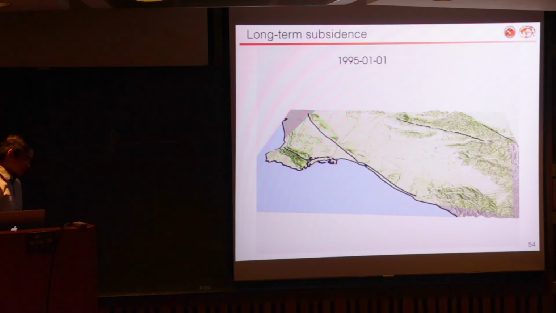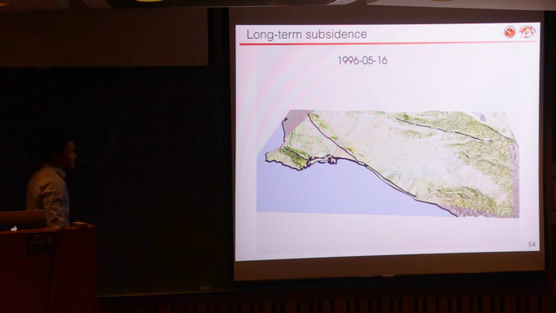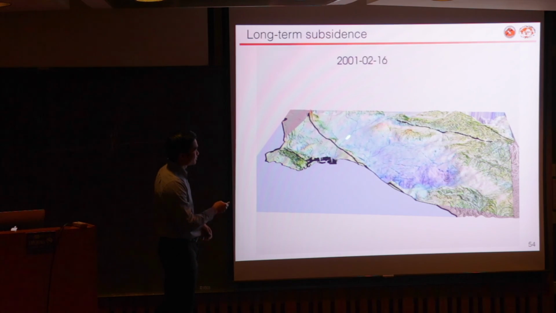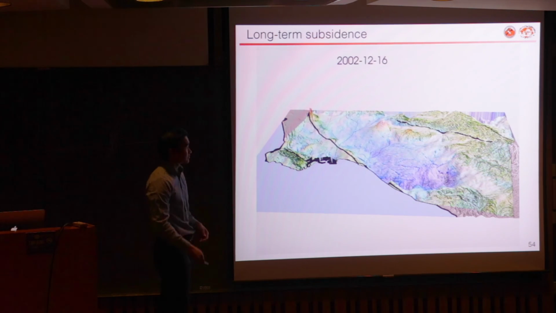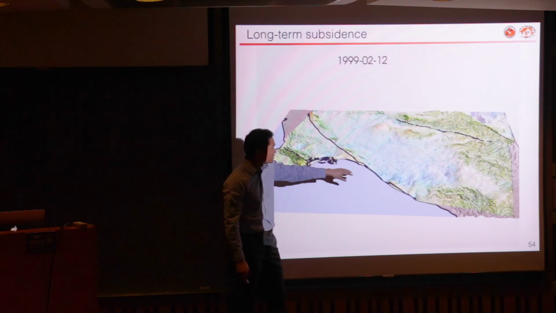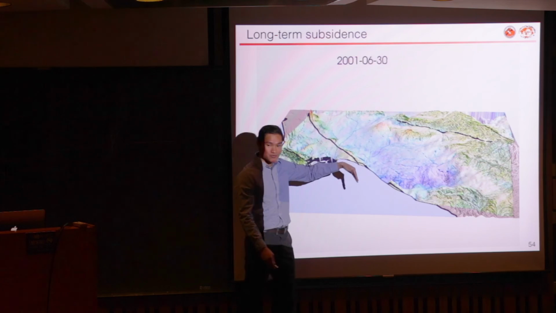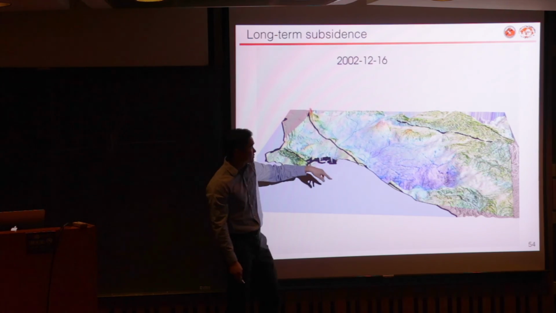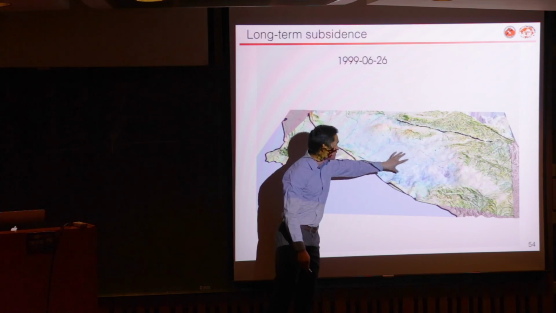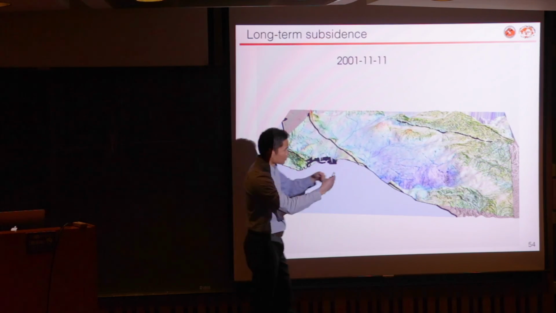Now if we look at the long-term subsidence, what I'm going to show here is an animation from 1995 to about 2003 to 2004. What we're seeing is that mainly within the basin, we have this really widespread subsidence signal. Most of this basin is subsiding from 1995. And this signal is actually more widespread than the seasonal signal that we saw before. The seasonal signal was concentrated in this band right around here, whereas the subsidence signal is more widespread.